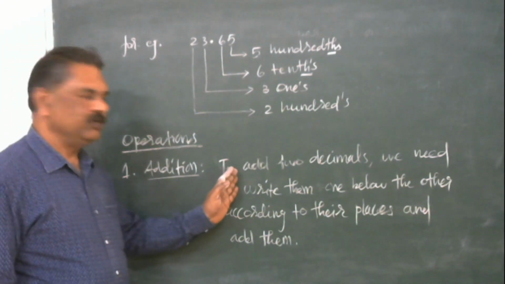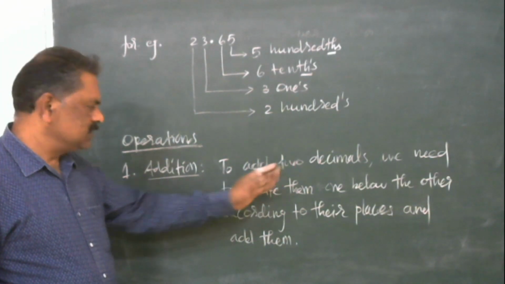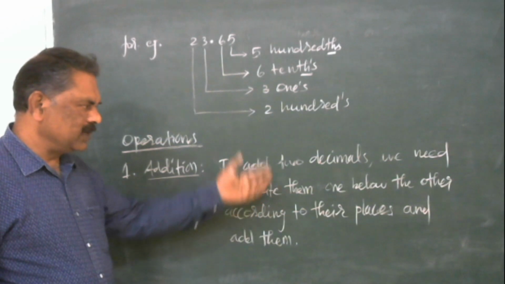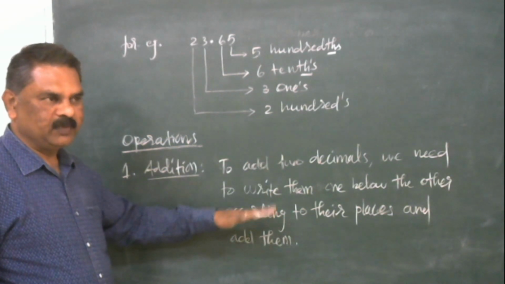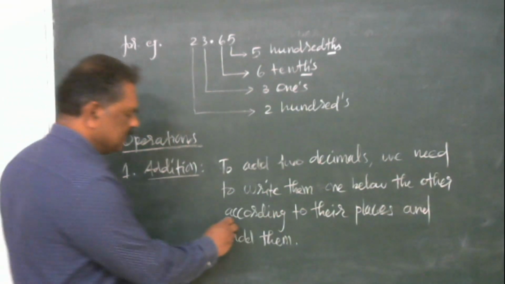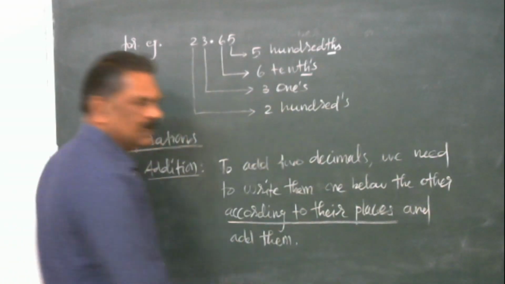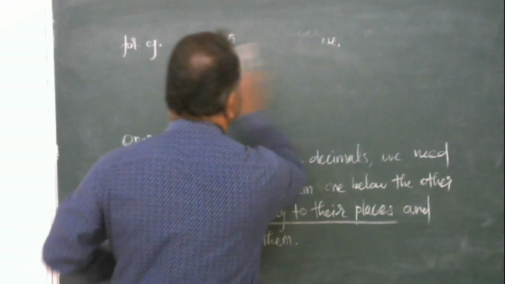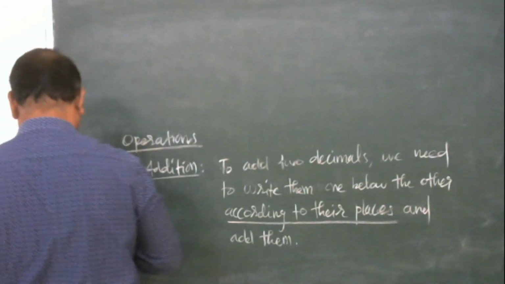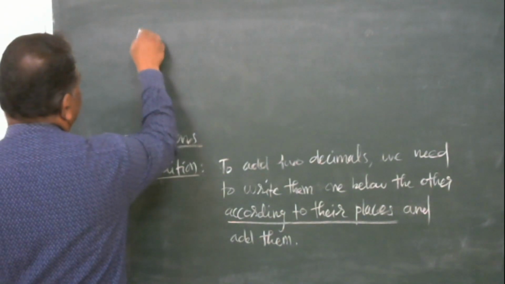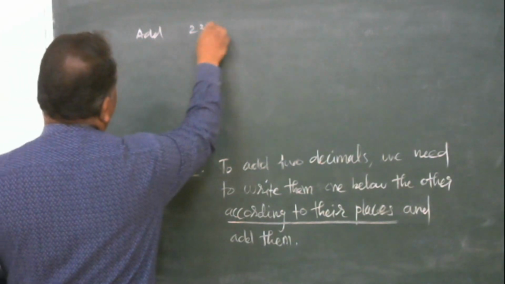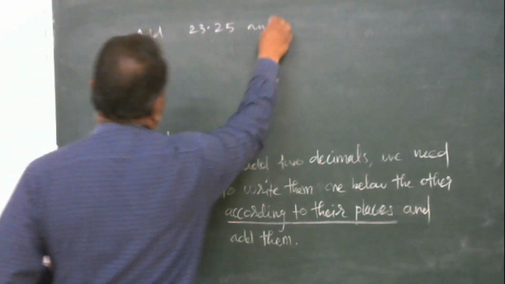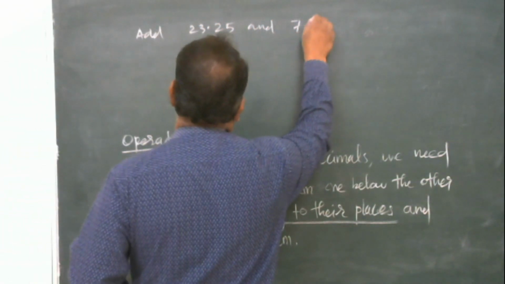So what we need to do to add two decimals, we need to write them one below the other, okay, one below the other according to their places and add them. For example, let me take two decimals, add 23.25 and 7.6.